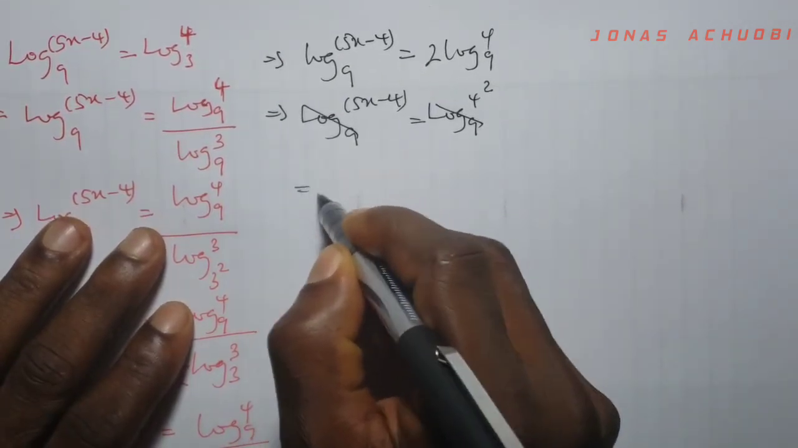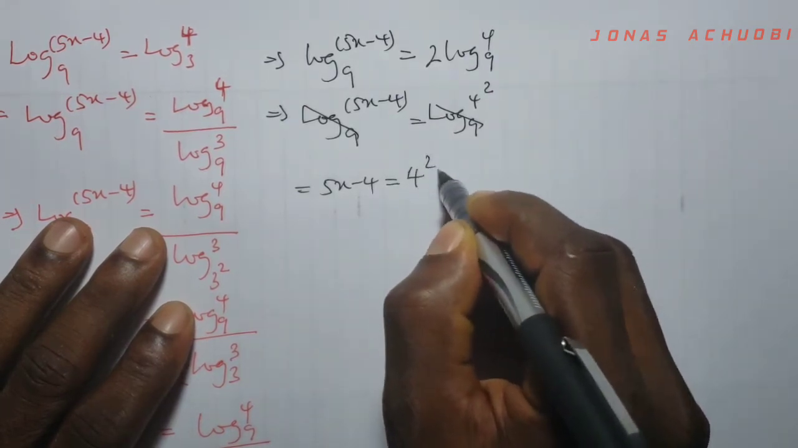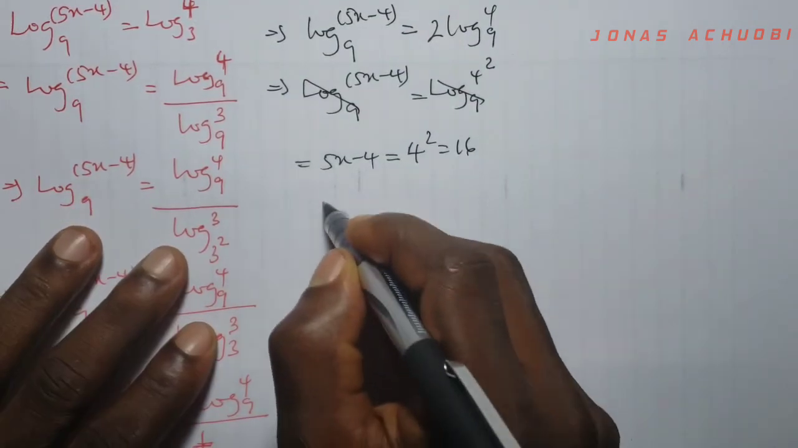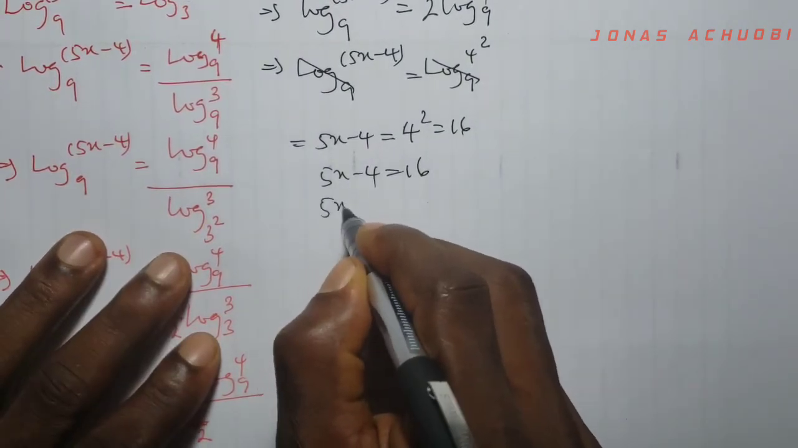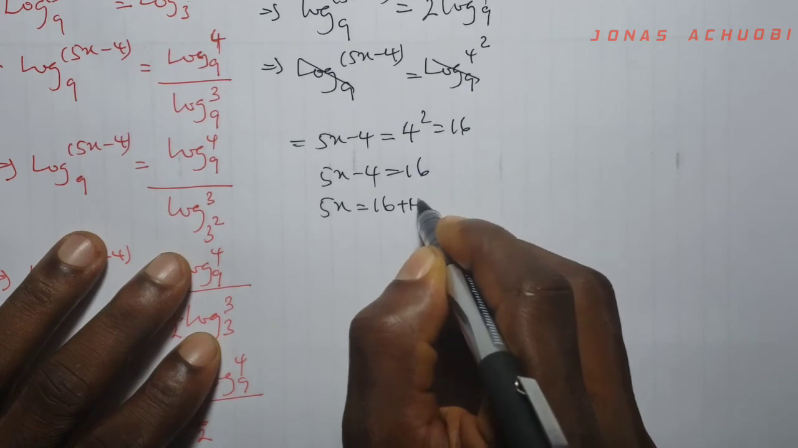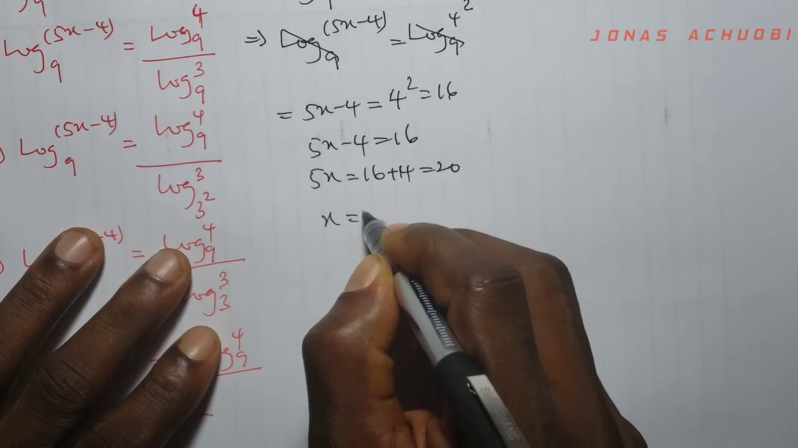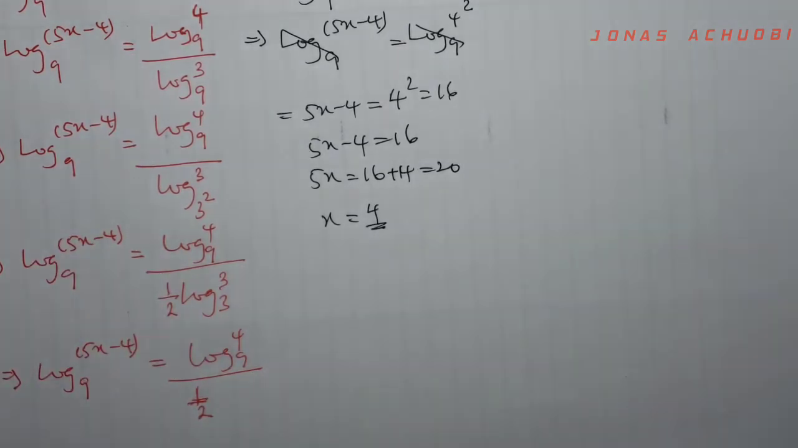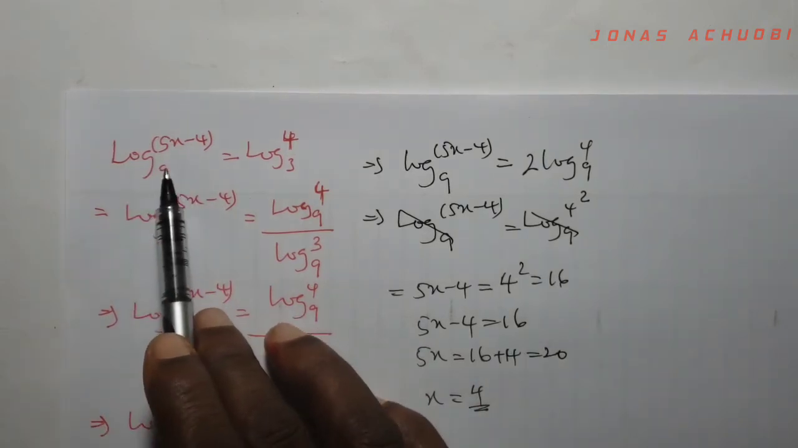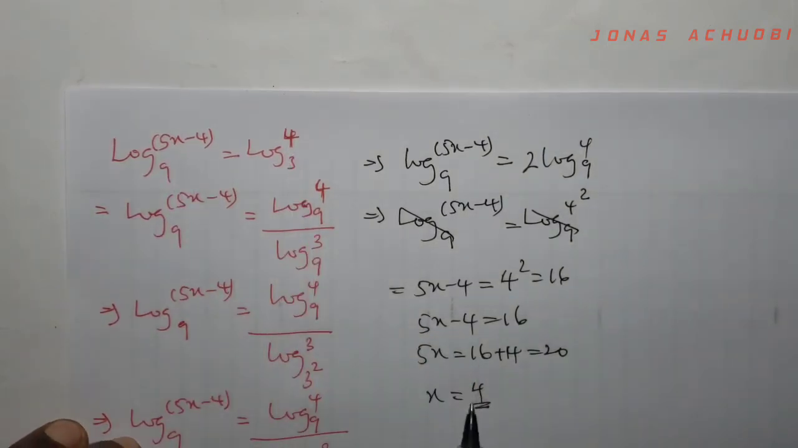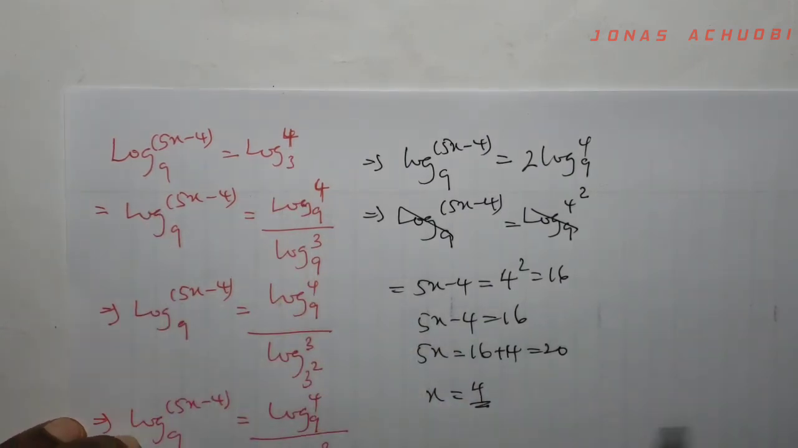And I have 5x minus 4 equal to 4 squared, and that is what? 16. So I have 5x minus 4 equal to 16. 5x equal to 16 plus 4, and that is 20. Divide both sides by 5, and once again x is equal to 4. So what do we observe? We observe that by changing the base from base 9 to base 3, we got x equal to 4. And now we have changed from base 3 to base 9, we still get x equal to 4.